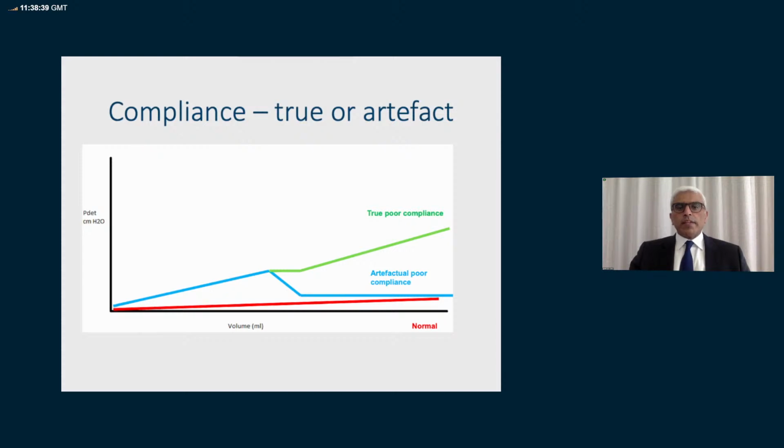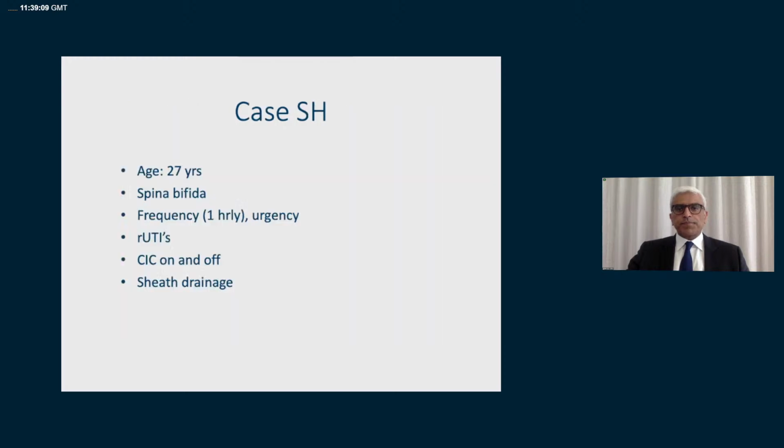Now, when this becomes artifactual, here you can see that as the filling goes on, the pressure goes up quite remarkably. How to differentiate between the artifactual and true poor compliance? Once the filling is stopped, if the pressure drops and with slow filling it doesn't go up, then that was an artifactual poor compliance. On the other hand, if the pressure stays, and on start of filling the pressure goes up more, then that is a true loss of compliance.